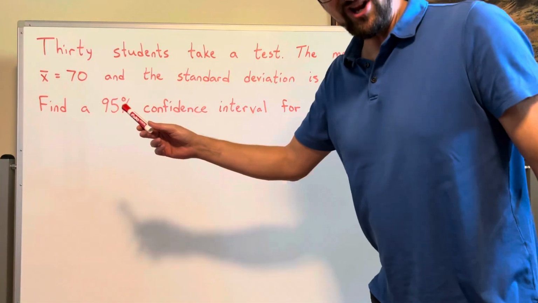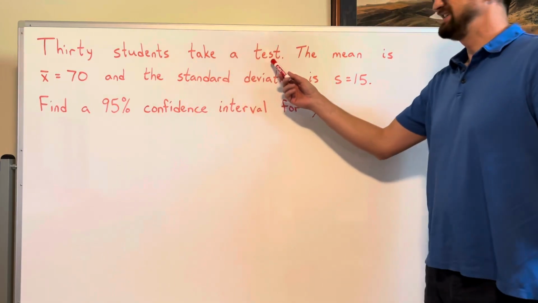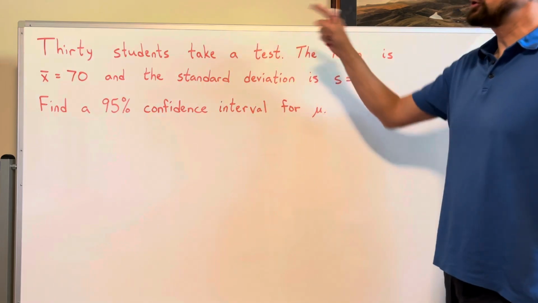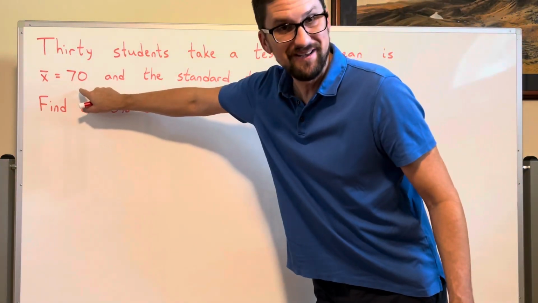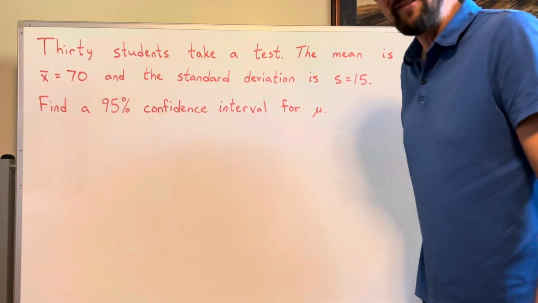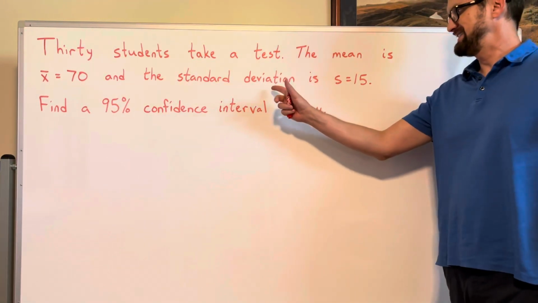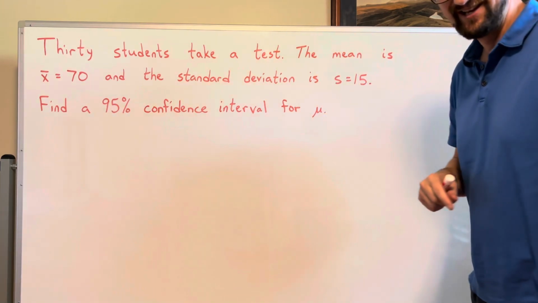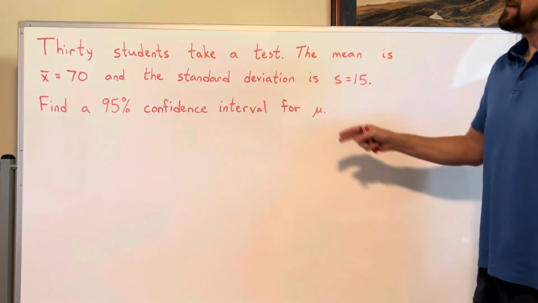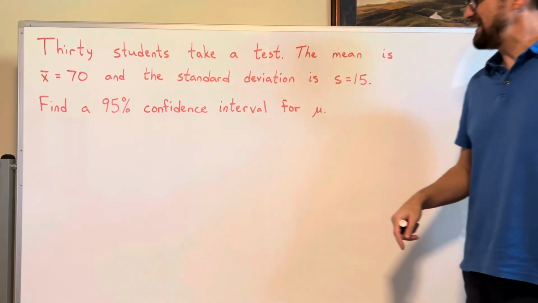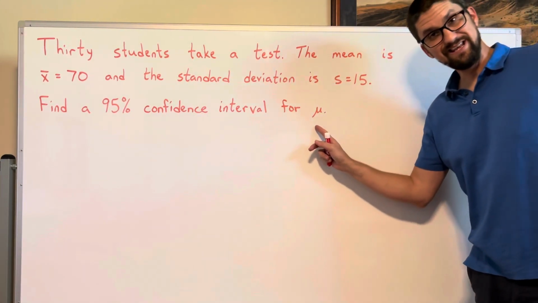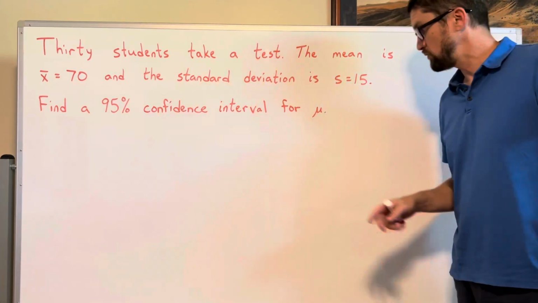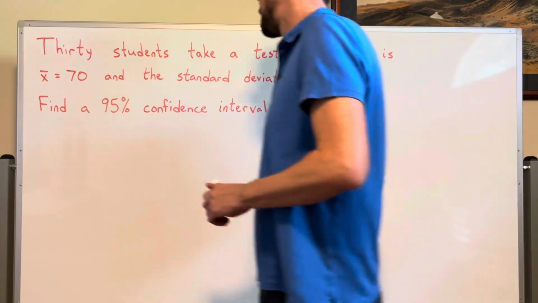We have 30 students take a test. The mean for those 30 students, the sample mean, is a score of 70. And the standard deviation, the sample standard deviation, is 15. Find a 95% confidence interval for the population mean. That's for all students who take the test, kind of like what their average is going to be.